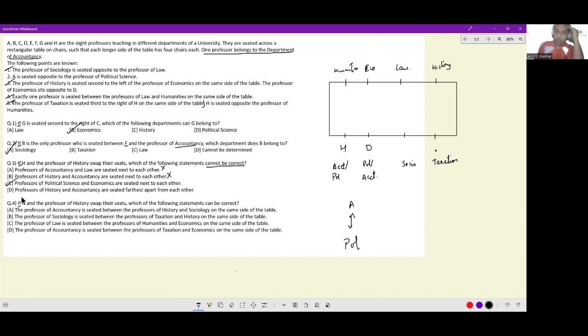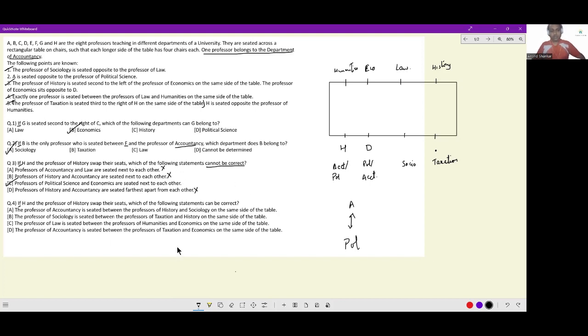For comprehensiveness, we will also check D. Professor of history and accountancy are seated farthest apart from each other. Farthest apart seats here would be seats across the diagonal. So if H is the professor of accountancy and he goes here and history goes here, they are the farthest apart. So this is also possible and therefore cannot be the answer.